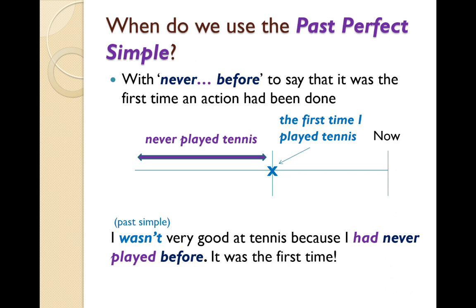We use the past simple to talk about what happened in the past, the fact that I wasn't very good at tennis. Why not? Because before that, I had never played before. And we use the past perfect to indicate that the action had not been done before that specific point in time.